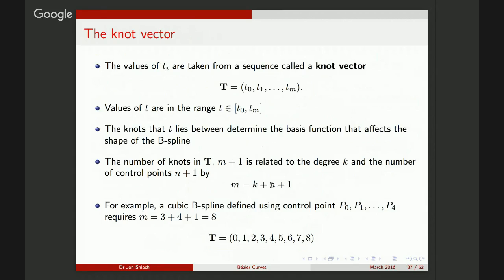So, for example, if I had a cubic B-spline, so that means k is equal to 3, defined by using 5 control points, P0 to P4, so this means n is 4. So k is 3, n is 4, plus a 1 means I need m to be 8. Remember we start at 0 and we go up to tm, so the knot vector could be 0 up to 8. Wherever my t parameter is, depending on which two knots it falls between will change our basis function.